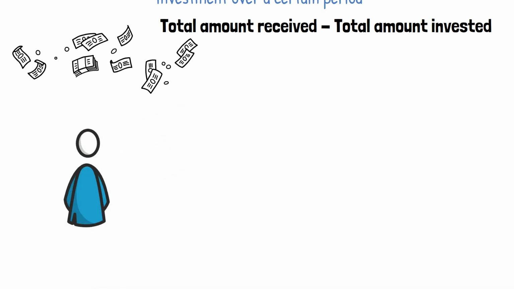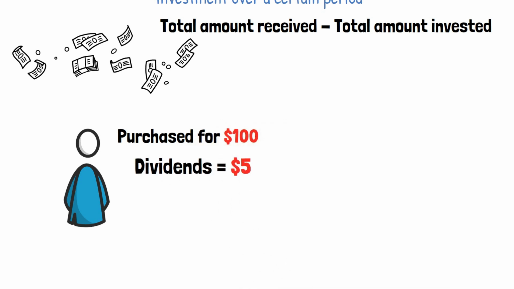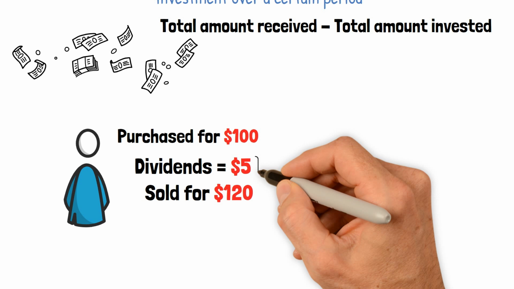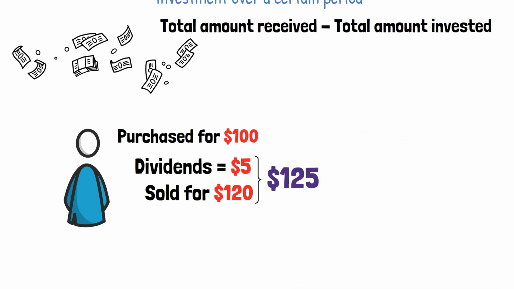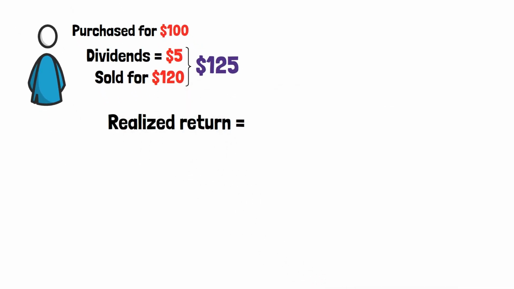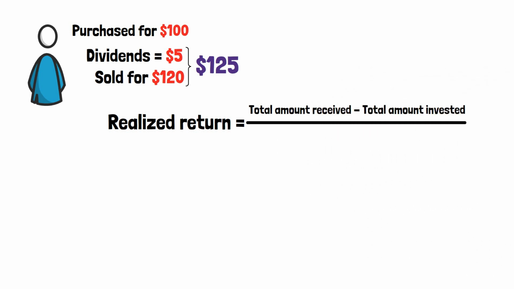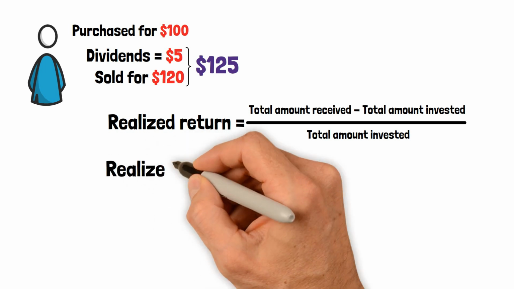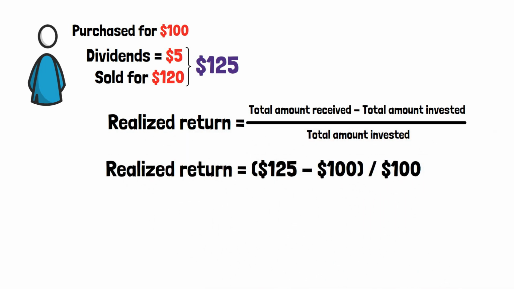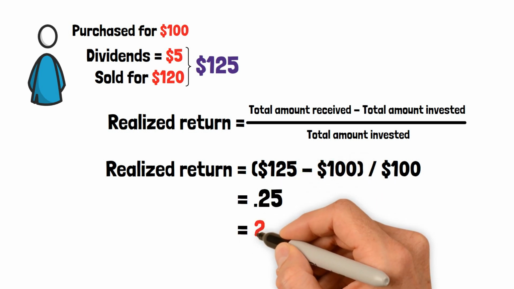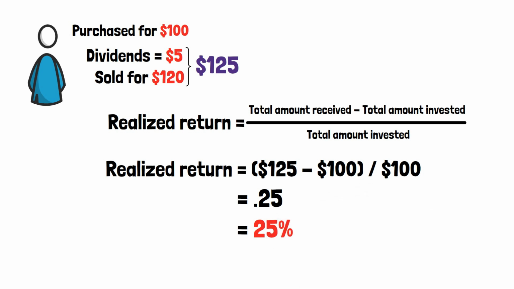For example, if an investor purchased shares of a stock for $100 and received $5 in dividends, then sold the shares for $120, the total amount received would be $125. The realized return would be calculated as follows. Realized return equals total amount received minus total amount invested, divided by total amount invested. In this case, the realized return equals $125 minus $100, divided by $100. This equals 0.25, or 25%. The investor earned a realized return of 25%.